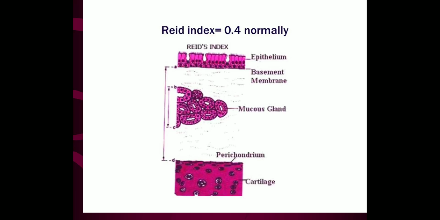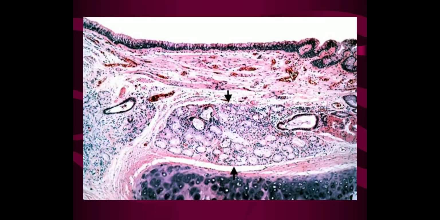Normally, what is the ratio? That is 0.4. That is the ratio of the thickness of the mucus glands to that of the total thickness. That is 0.4, because the glandular part is very less. Okay, so this is a normal thing.